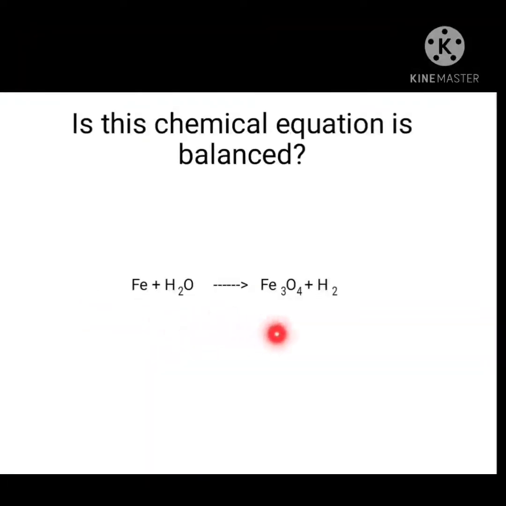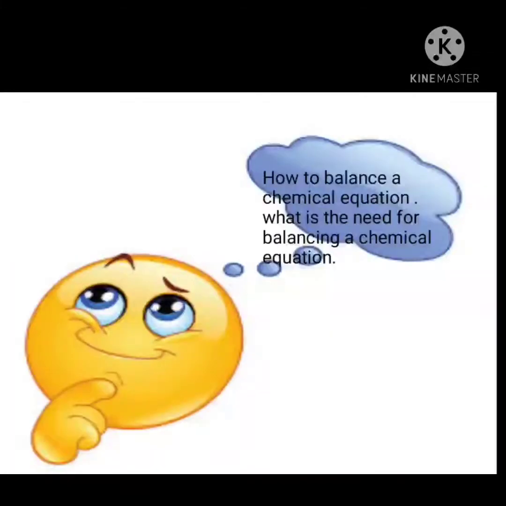Examine the equation given. This is a chemical equation of the chemical reaction between iron and steam. When steam is passed over heated iron, we get magnetic oxide of iron and hydrogen. Is this chemical equation balanced? How do we find out whether a chemical equation is balanced or not? How to balance a chemical equation, and what is the need for balancing a chemical equation?